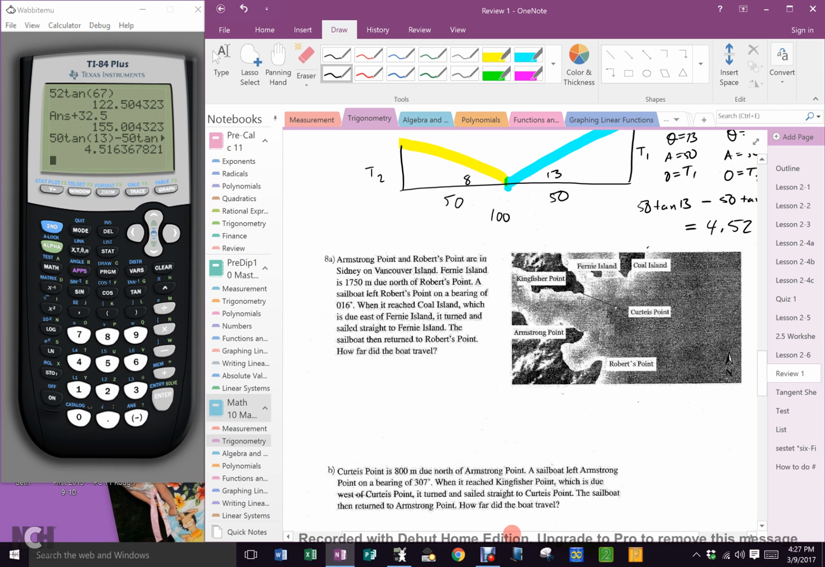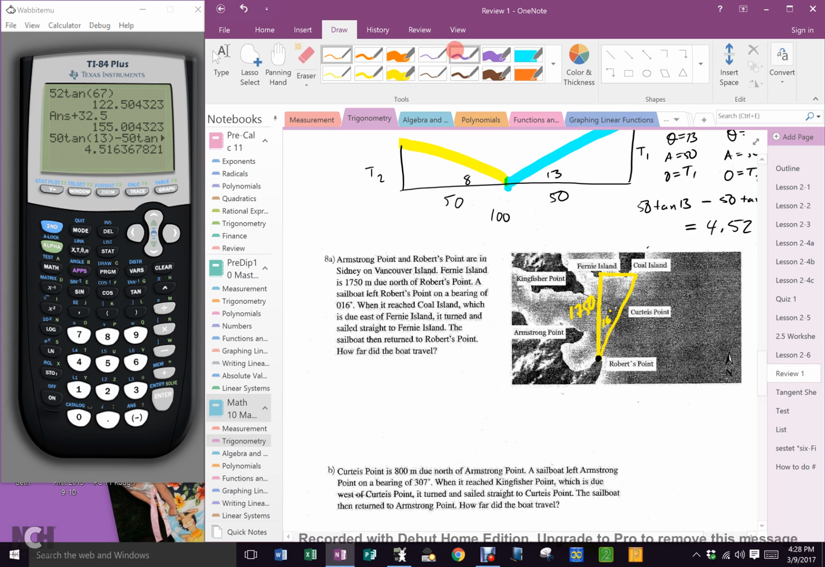Now this question. Okay, this Fernie Island is 1,750 meters north of Roberts Point. Well, here's Roberts Point, and I should probably do this in better color for you guys to see, maybe yellow. There's Roberts Point. There's Fernie Island. That's 1750. A sailboat leaves Roberts Point at 16 degrees, and it goes to Coal Island, so it goes out there. So that's the triangle it makes. Now, it tells you that it's 16 degrees, so this is my 16.